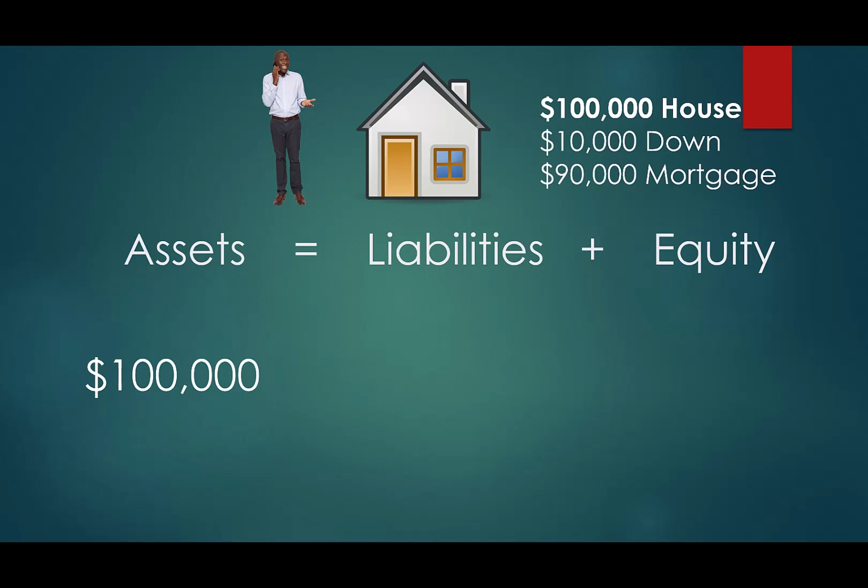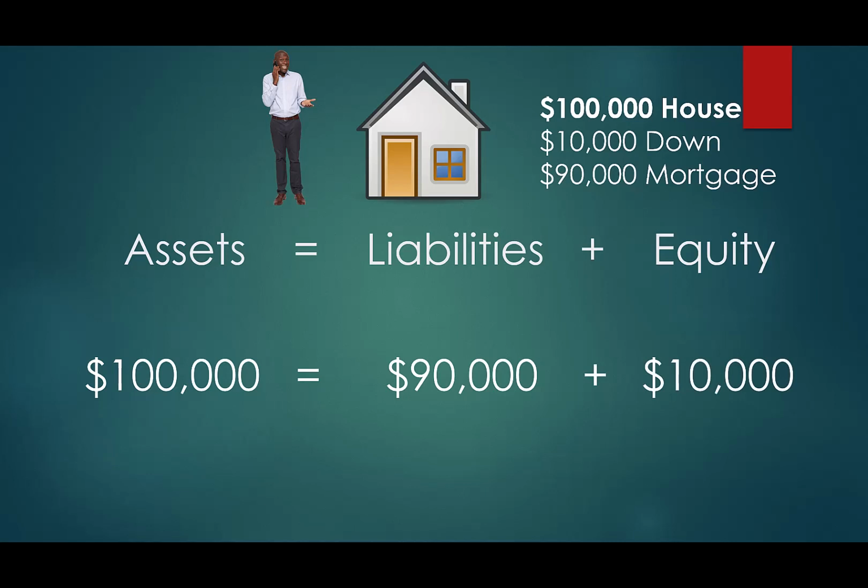The next thing we want to know is liabilities. How much does Keith owe on this house in the future? Since Keith took out a $90,000 mortgage, that means that he owes a bank $90,000 in the future. So that's his liability. And the last part is equity, again the ownership stake that Keith has in the house. Since he put $10,000 worth of his own money into this house, that means that Keith has $10,000 worth of equity in the house.